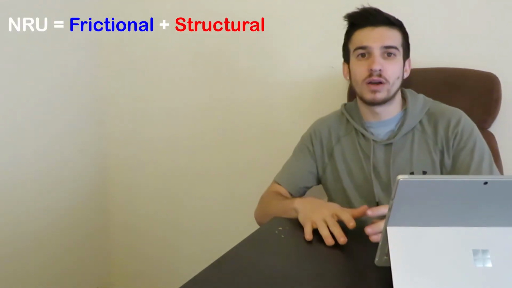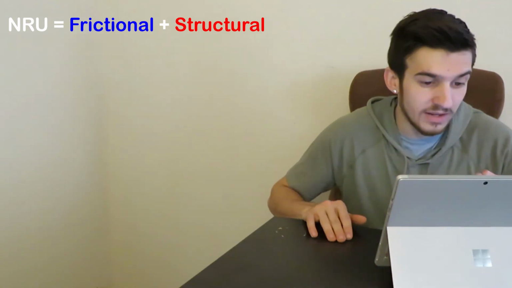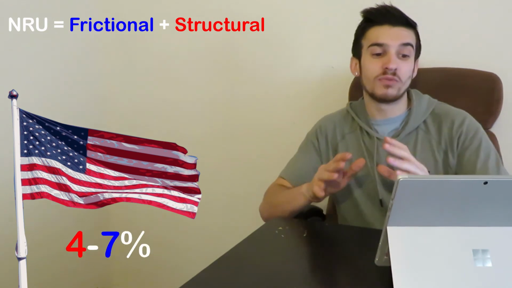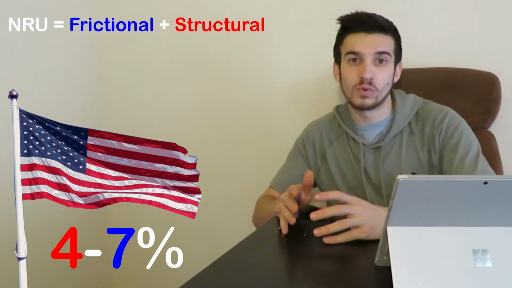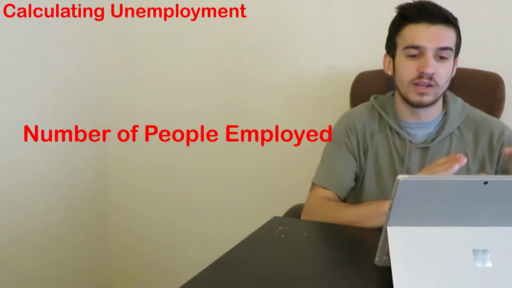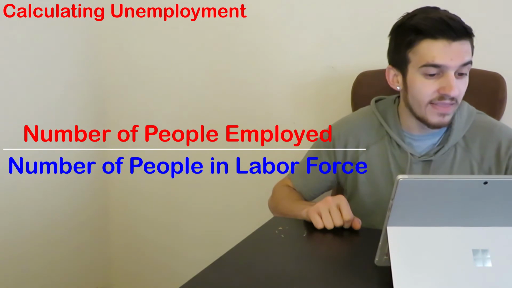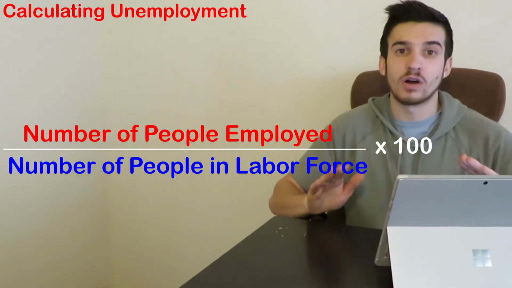The natural rate of unemployment is going to be structural unemployment plus frictional unemployment. To be considered at full employment in the US, we need to be between 4 and 7% unemployment rate. To calculate unemployment, we take the number of people who are currently unemployed and divide that by the number of people in the labor force. We then multiply that number by 100 to give us our unemployment rate.